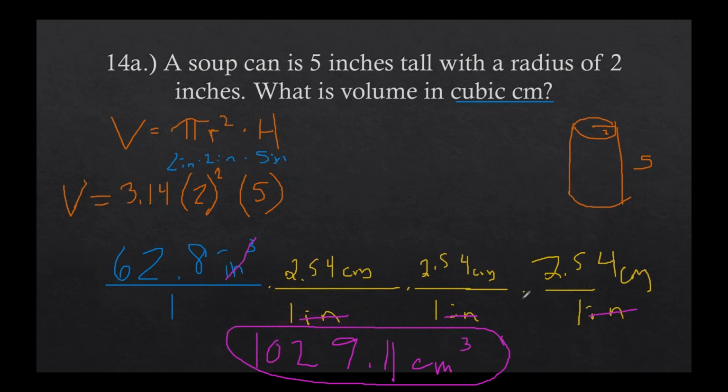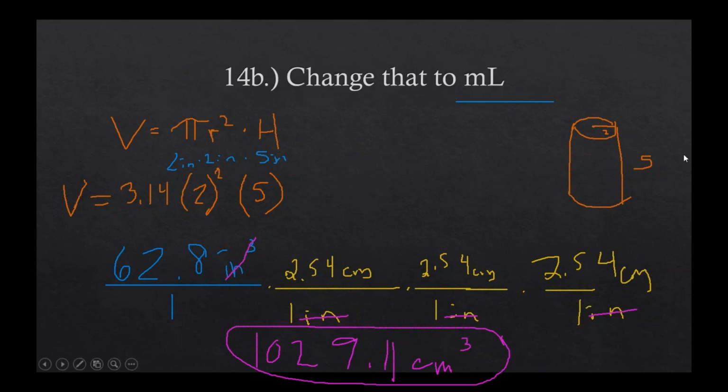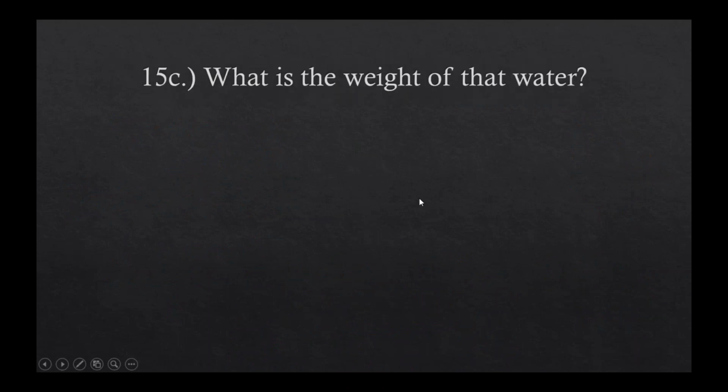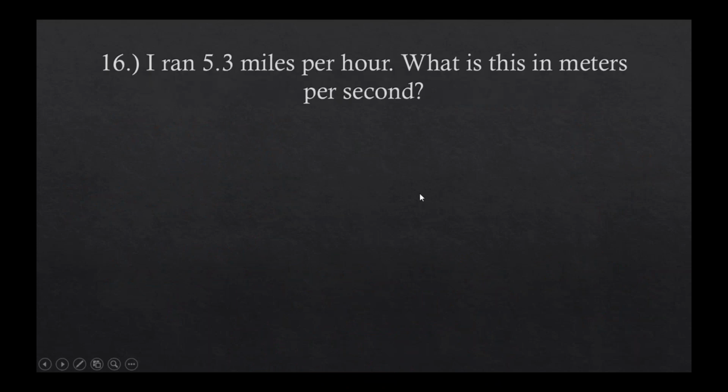Okay. All right. Questions about volume? Okay. So we are now going to go to 16. I'm skipping over all of that of water. You can watch videos for those if you would like. But we're going to jump into rates. Rates simply mean that we are going to have labels on the numerator and the denominator.